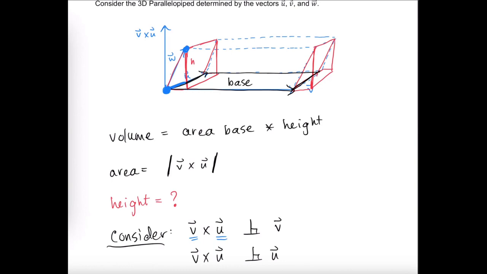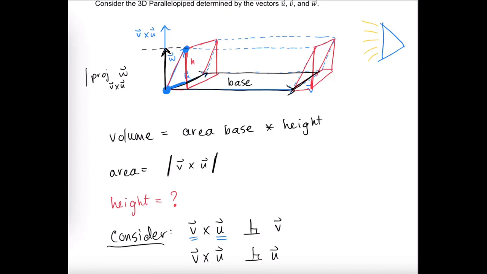Now let's consider the terminal point of our w vector. Let's take a light and shine it down onto that terminal point and project a shadow vector onto the v cross u vector. So essentially what we get with this shadow vector, we call this the projection vector. This is the projection of w onto v cross u. And notice that the magnitude of this projection vector is the same as the height of our parallelepiped.